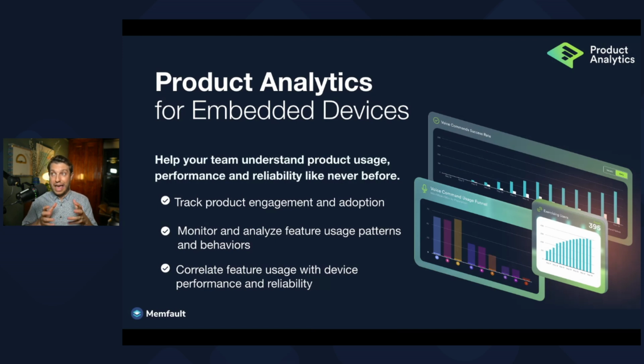For the first time, embedded device makers can get real data to answer important questions. With product analytics, you can track product engagement and adoption. You can know whether your product is being used all the time, sometimes, or never. You can monitor and analyze feature usage patterns and behavior. You can know when your users use what features in conjunction with what other features, and start understanding where you should be investing more energy as you think about improving your products or building your roadmap. And you can also correlate feature usage with device performance and reliability.